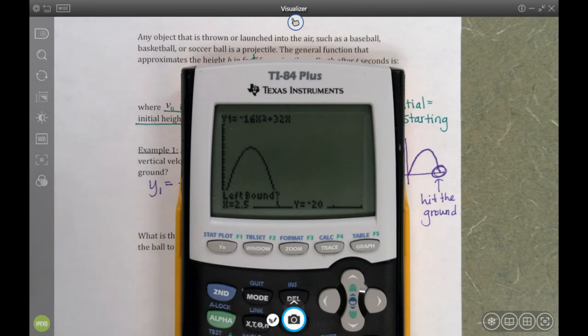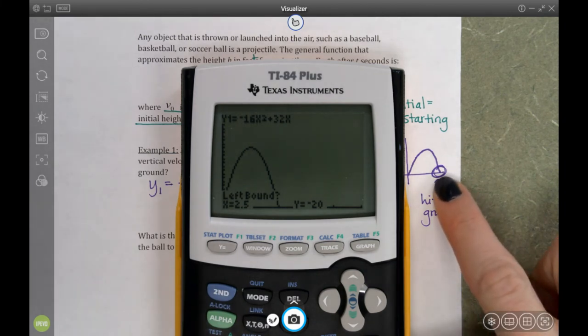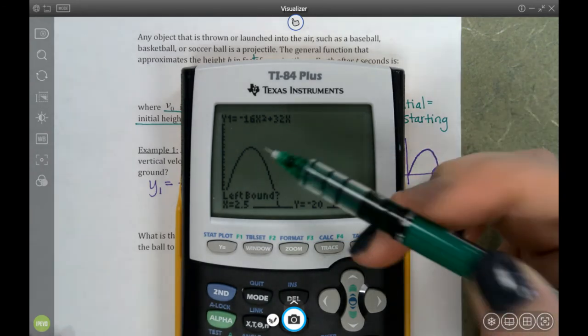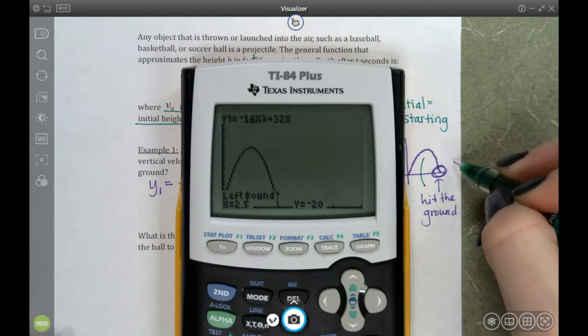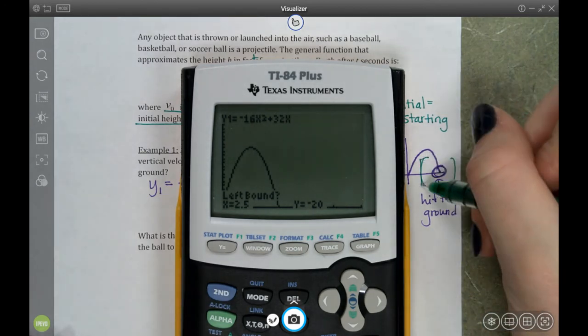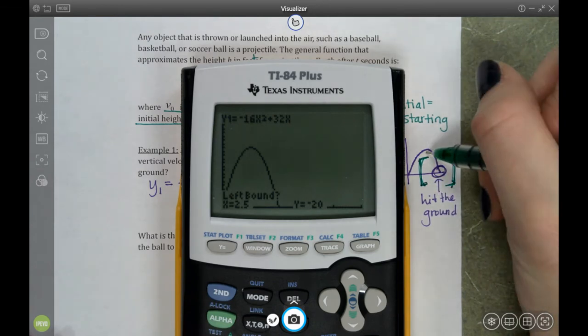So they need you to take that giant parabola and cut it into the section that you're actually looking for, because it can calculate forever, but we don't want it to. We just specifically need this point right here. So a left bound and a right bound is telling your calculator to cut your graph to the left and to the right of the point that you need.